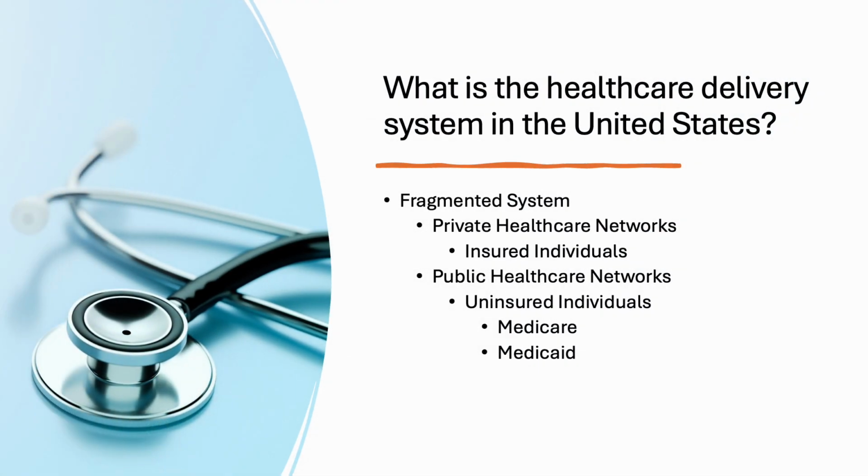Per Seeing 2019, the healthcare system in the United States is a fragmented healthcare delivery system that combines both private and public healthcare networks. The fragmentation is partly the result of both insured and uninsured individuals within the United States. Pertaining to the uninsured individuals relying on Medicare and Medicaid for healthcare coverage, the Affordable Care Act, or the ACA, sought to close the gap between the insured and uninsured citizens in the United States.